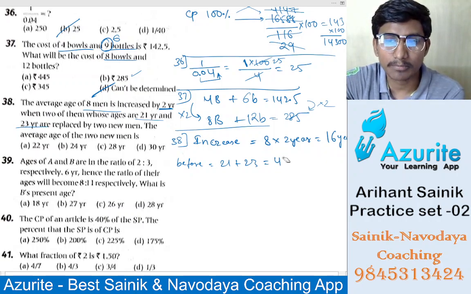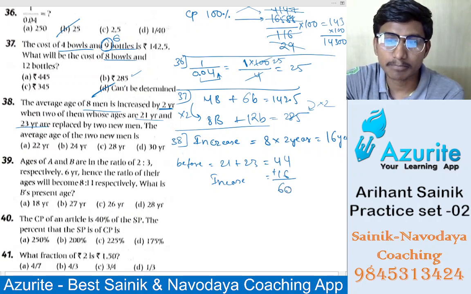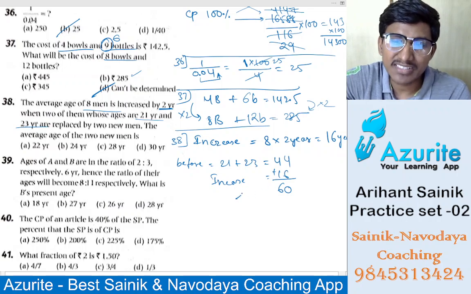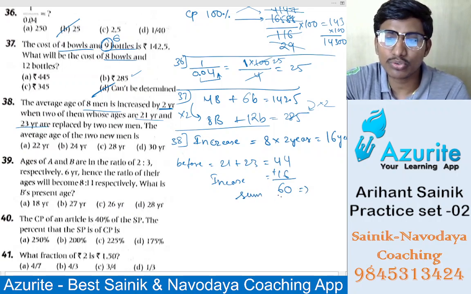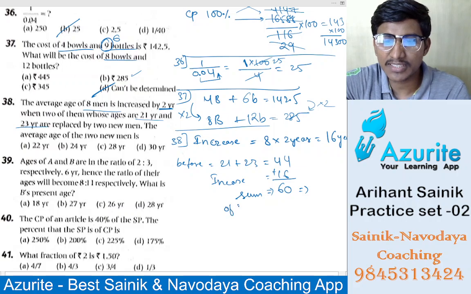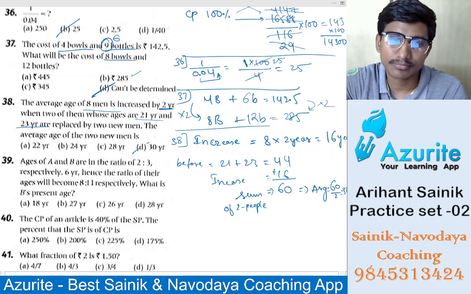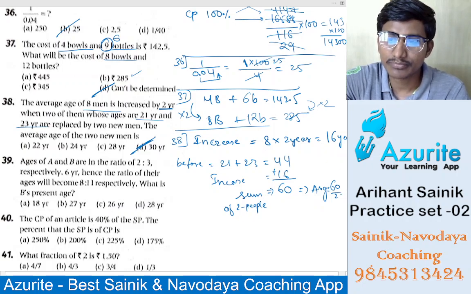It is 44. So now how much should be increased? 16. So 44 plus 16 is 60. So the sum is 60, and the average will be for 2 people. The sum of those 2 people is 60, right? The average will be the sum divided by the total, that is 60 by 2. It will be how much? 30. Answer: 30. Understand? Yes, sir. Okay?